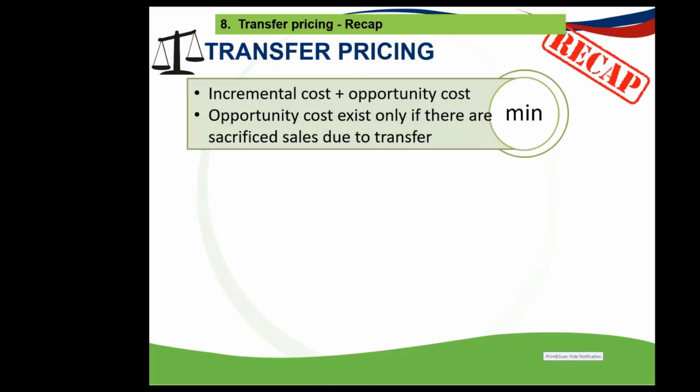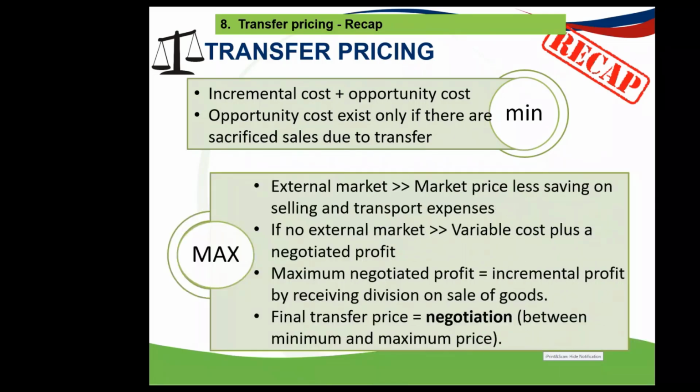We've got our minimum transfer price and we've got our maximum transfer price. So our minimum transfer price is looking at incremental cost plus opportunity cost. But this opportunity cost is only if there are sacrificed sales that are going to occur. Then we've got an external market as our maximum price. For the external market, we're going to use the market price less savings on, for example, selling and transport expenses.